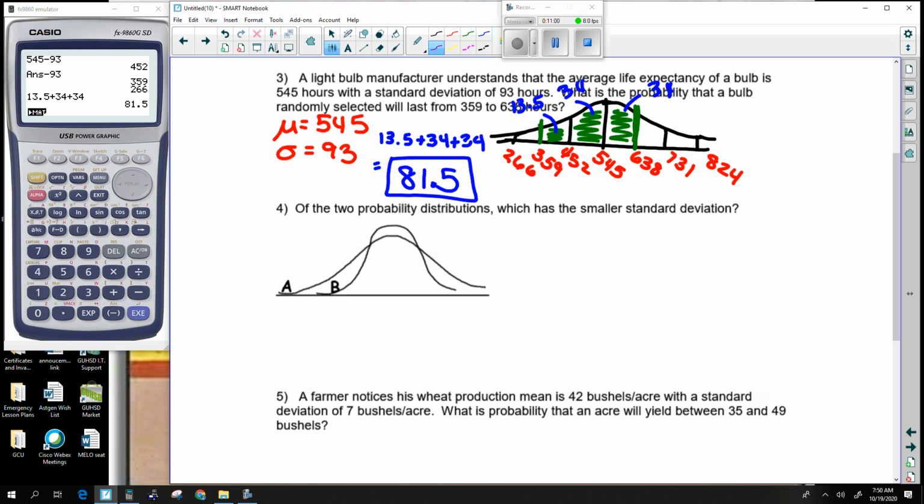This one is asking for the smaller standard deviation. Again, a standard deviation is the width, so the smaller width would be B.